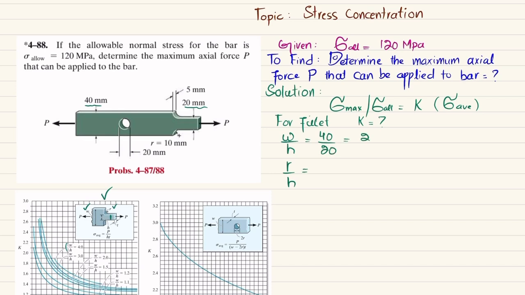And now we'll find R by H. So radius of fillet is 10. So I will write 10 divided by H, which is 20 millimeter. So 10 divided by 20 gives you 0.5. Now W by H is 2 and R by H is 0.5.